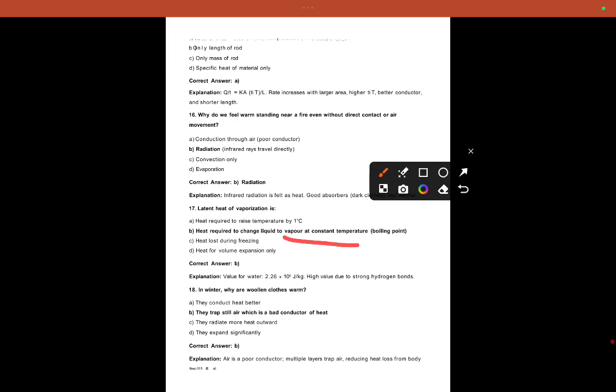So they conduct heat better, they trap still air which is a bad conductor of heat, they expand significantly. So here the answer is that in winter woolen clothes are warm because they trap still air, which is a bad conductor of heat. Air is a poor conductor, and multiple layers trap air, reducing heat loss from the body. That's the reason we use sweaters and blankets during the winter season, to protect our body from the cold and keep our body warm.